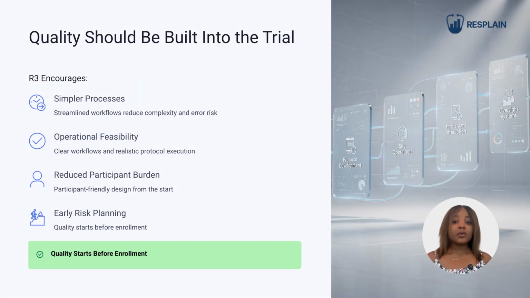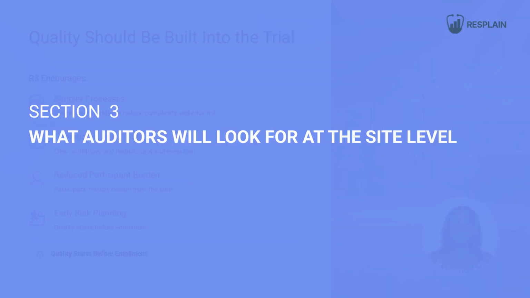R3 places strong emphasis on quality by design throughout the clinical trial lifecycle. The guidance encourages sponsors and investigators to think carefully about operational feasibility before a study even begins. Protocol complexity, participant burden, workflow clarity, staffing realities, and technology requirements all influence overall trial quality. Auditors may examine whether the trial was realistically executable within the participating sites and whether unnecessary complexity was avoided during study planning. The guidance also emphasizes collecting data that is meaningful and necessary for the objectives of the trial. Quality planning is therefore expected to begin early during protocol development, risk assessment, and operational setup rather than later during monitoring or audit preparation.